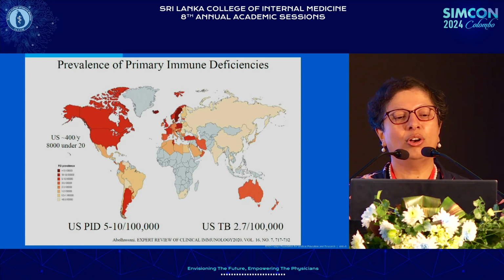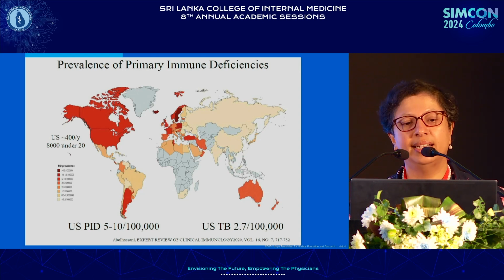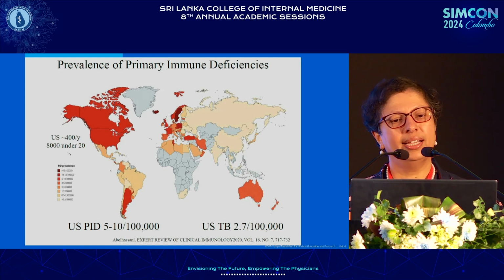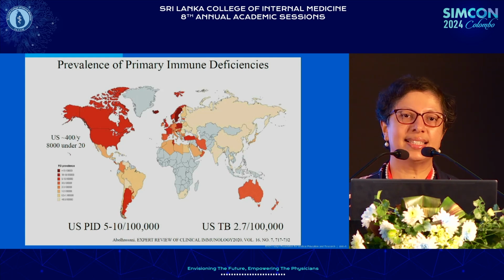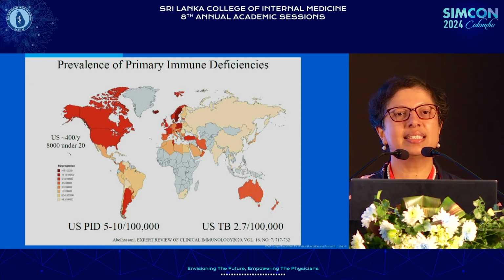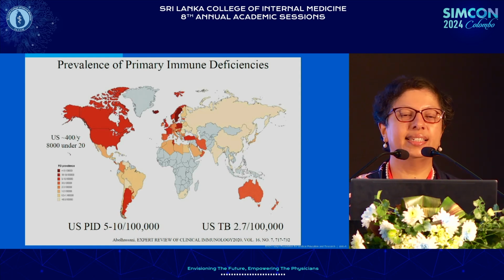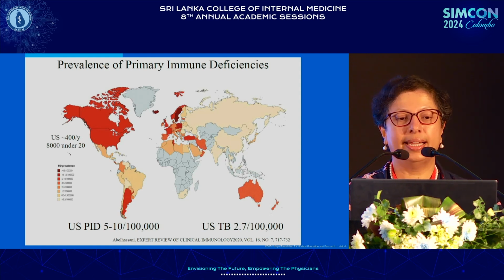But this on the bottom shows the US immune deficiency prevalence rate. It's about 5 to 10 per 100,000. And the US TB rate is about 2.7 per 100,000. These are prevalence numbers, which may not be as accurate as incidence numbers, but I'm just trying to stress that this is not a trivial problem, something that we have under-recognized and have had delayed recognition of over time.